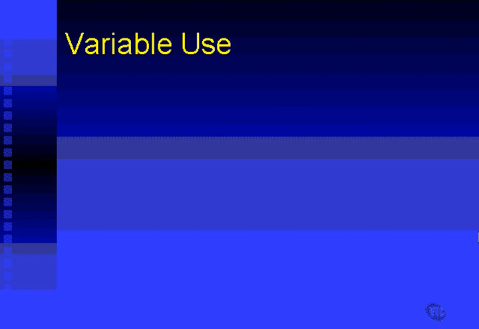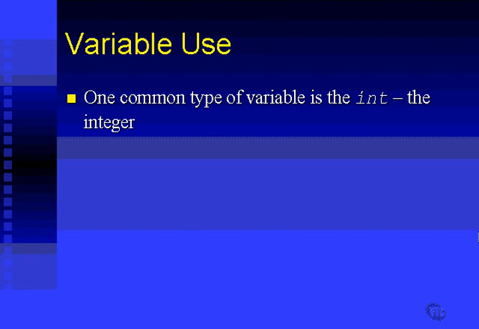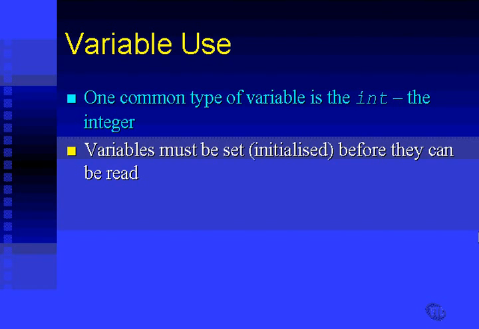And a few more notes on the use of variables. We have discovered the int variable, the integer. There are actually many different types of variables, and we'll discover those in the next chapter. Just for now, be familiar with the term int. It's a very important rule that variables must be set before they can be read. That means you must put something into the box before you can try and find out what's in the box.